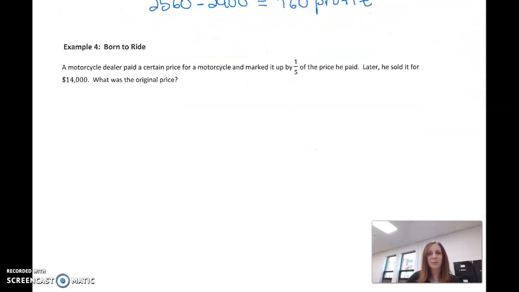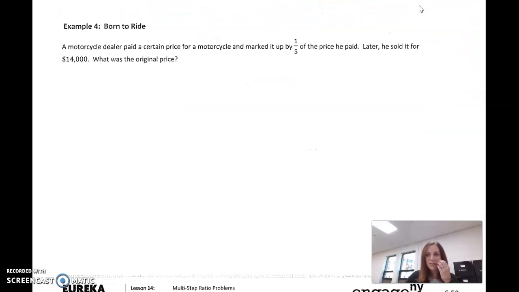Okay, last example. A motorcycle dealer paid a certain price for a motorcycle and marked it up by 1/5 of the price he paid.